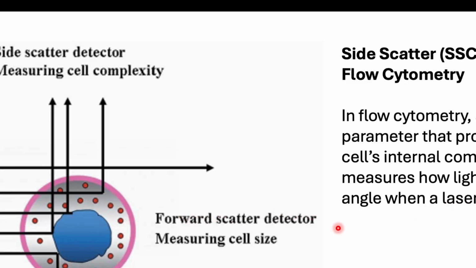And what is forward scatter? Forward scatter, on the other hand, will detect size. When you shine a ray of light through a cell, the side scatter will tell us how granular a cell is, while the forward scatter will tell us how big the cell is. Like these lines you see, the forward scatter measures the cell size, while side scatter measures cell complexity.